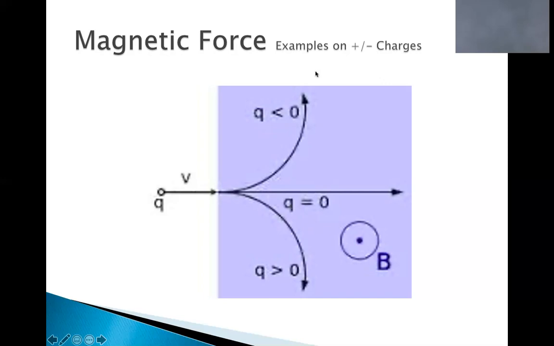In case it's a negative charge, then Q is negative. The force is opposite. So the magnetic force on the negative charge is in the opposite direction of what you decided with the right-hand rule for the positive charge.